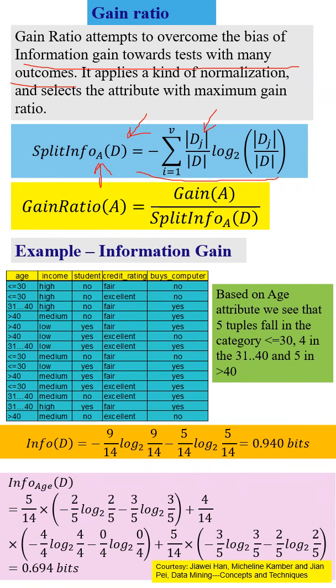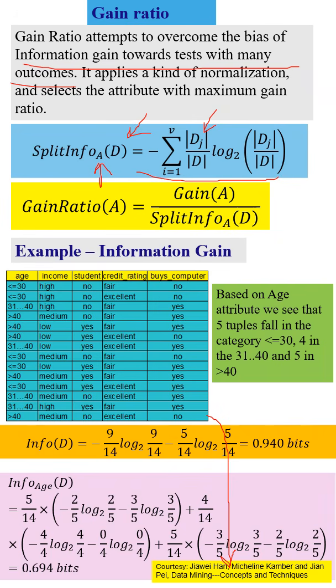So gain ratio is the ratio of gain with respect to split info A(D). And we want to select the attribute with maximum gain ratio. So we take an example. This has been taken from this book mentioned here, Data Mining Concepts and Techniques.